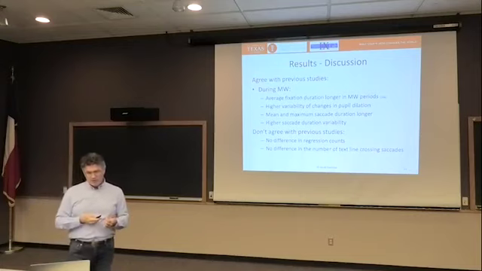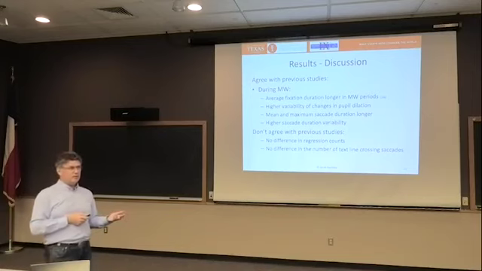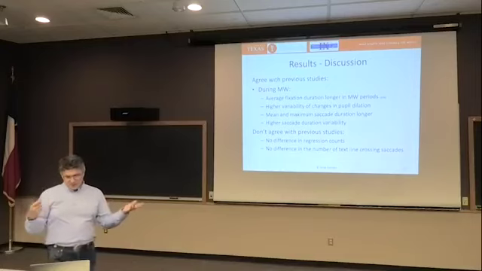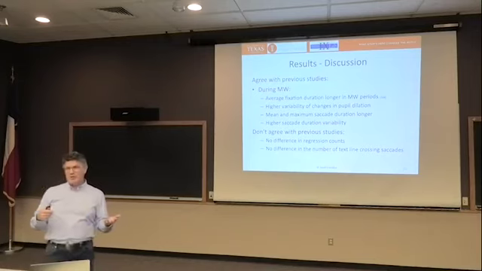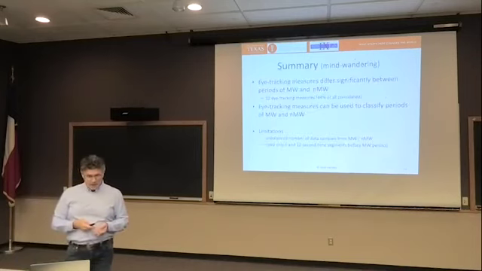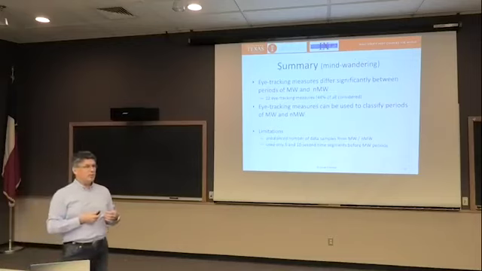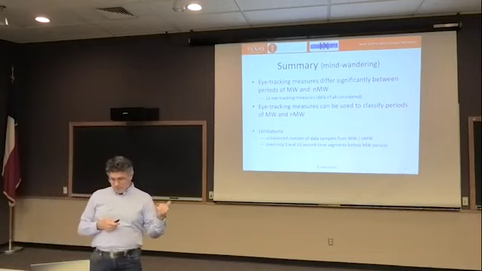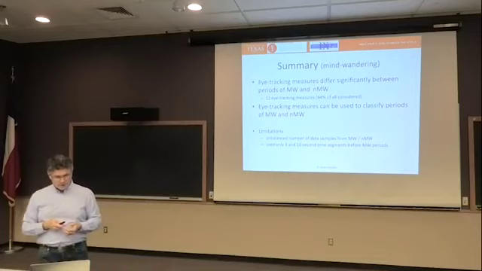There were also some measures that didn't confirm previously obtained results. We didn't find any difference in regression results, that is, the regressive eye movement. This could be because of a relatively homogeneous group of participants, or because of specific texts that were used for our study. But overall, again, eye tracking seems to be quite promising in terms of providing features or measures that can be used to infer periods of mind wandering and not mind wandering.